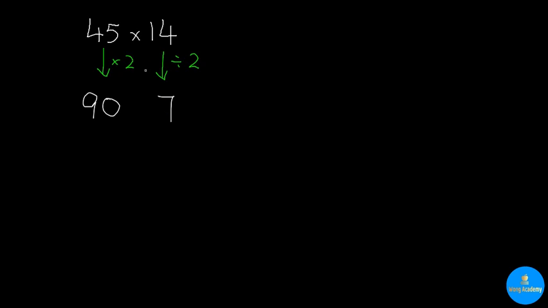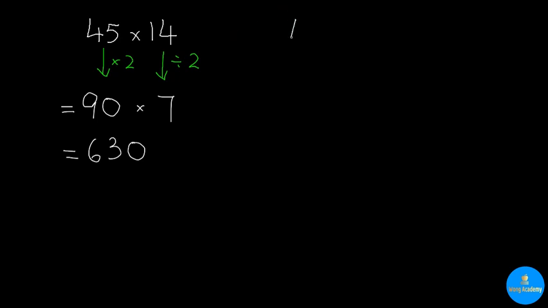Now, instead of multiplying 45 with 14, I'm only going to multiply 90 with 7. This is really easy because there's an ending 0. All I need to do is 9 times 7, which is 63. With the extra ending 0, I get 630, and this is the final answer. Wait a second, why does this work?